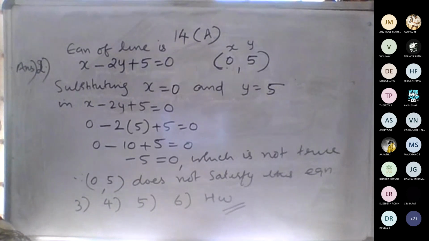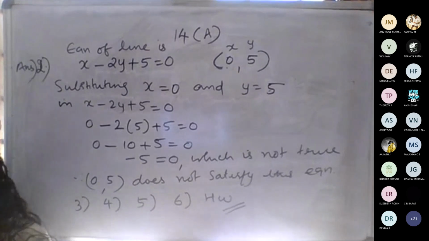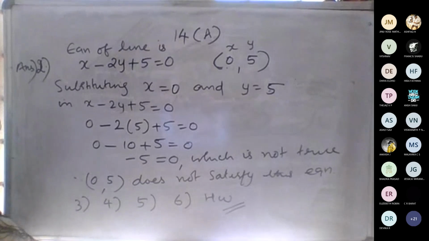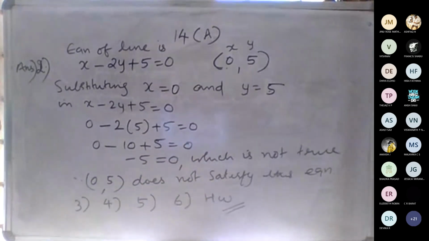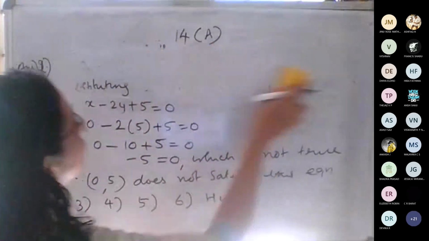So what can we do? The equation of the line. Write down: given that (k, 6) passes through the equation 2x minus y by 3 is equal to 7. So substitute x is equal to k and y is equal to 6.